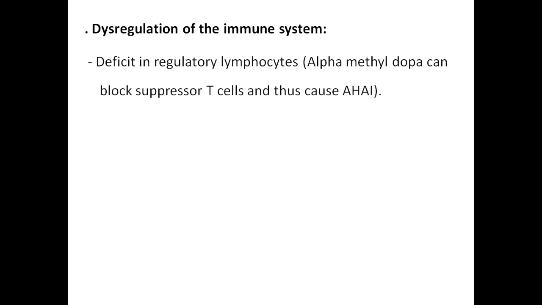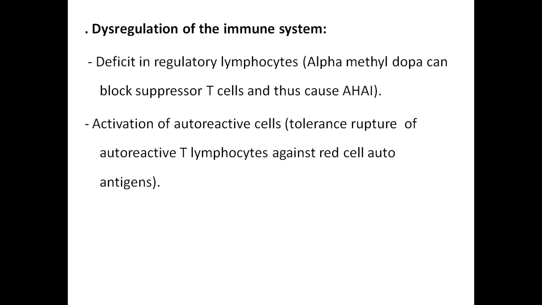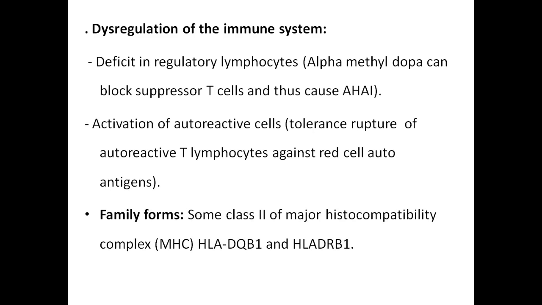Dysregulation of the immune system. Deficit in regulatory lymphocytes: alpha-methyl dopa can block suppressor T cells and thus cause autoimmune hemolytic anemia. Activation of autoreactive cells, tolerance rupture of autoreactive T lymphocytes against red cell autoantigens. Family forms: some class 2 of major histocompatibility complex, HLA-DQB1 and HLA-DRB1.